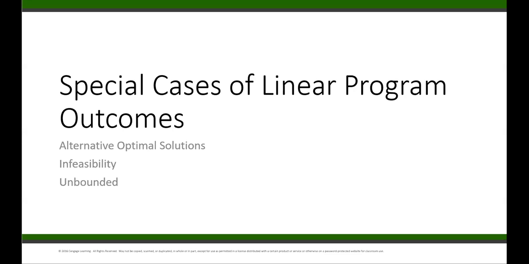In this video, we're going to talk about 3 special cases that can happen with respect to the results of linear programming. We're going to talk about alternative optimal solutions. We're going to talk about infeasible solution, and we're going to talk about unbounded solution. So out of these 3 cases that we're going to talk about, the first one, alternative optimal solutions.